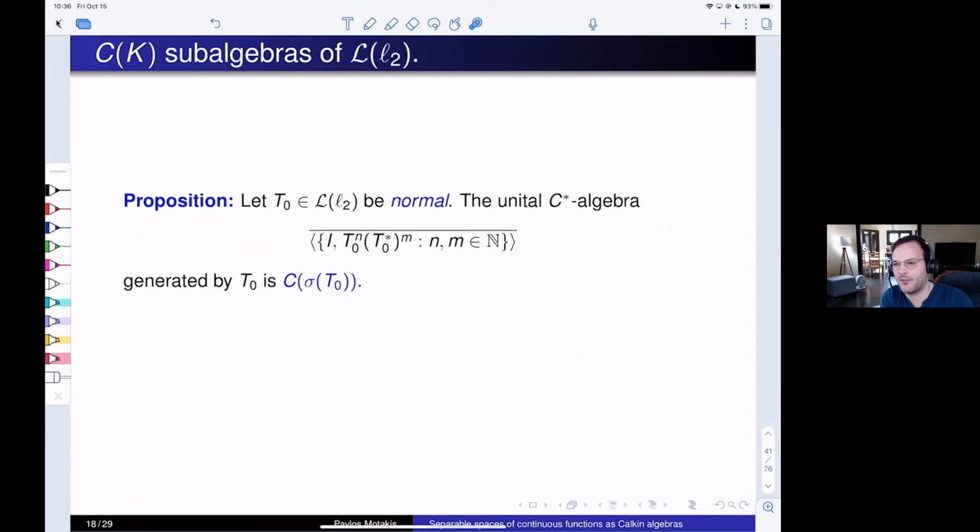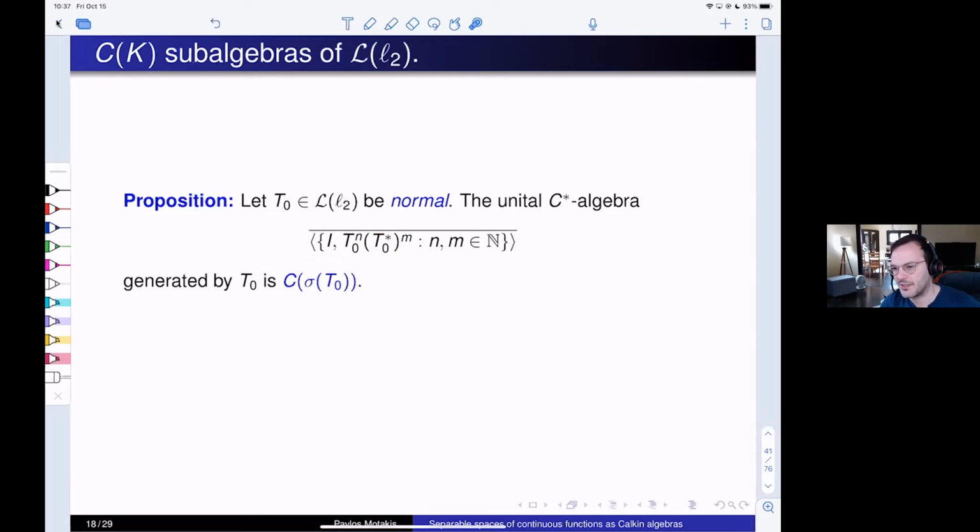And if you remember your graduate functional analysis course, maybe your second functional analysis course, if you take a Hilbert space, take little l2, and you take any normal operator on it, then the C-star algebra that it generates, the unital C-star algebra that it generates, is the continuous functions on its spectrum. So what is the unital C-star algebra? You take T, you take all of its powers, you take its adjoint, you take all of its powers, and then you take all these possible products, and then you take the closed linear span of this. And this is the unital C-star algebra generated by a normal operator. And this is always the continuous functions on the spectrum of T. So this is your starting point.